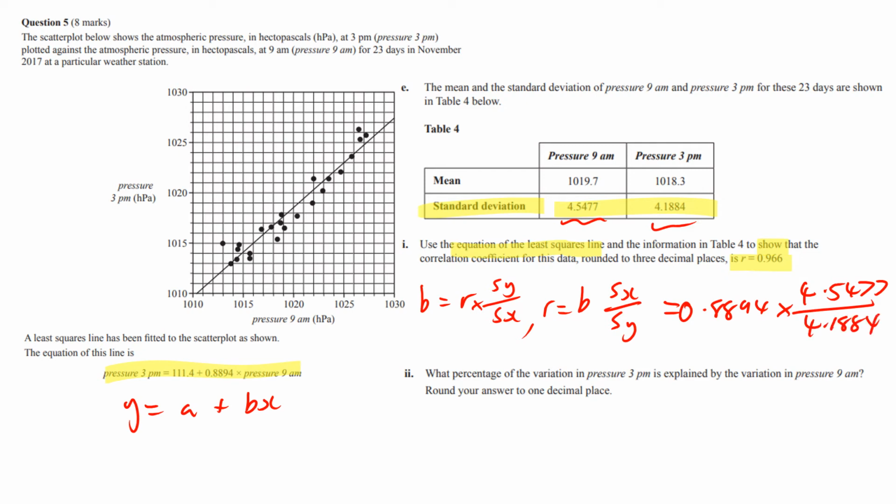4.1884. Now, some of you might be bad at your algebra and rearranging equations, but you should be able to check on your calculator that you did get 0.966. They already know the answer is 0.966. But if you're stuffed up and got your sx and sy the wrong way around, then you won't get 0.966. It's self-correcting. You can put in equals 0.966 in there. But yeah, don't forget that they've given you the answer. But only a third of people really got that right.